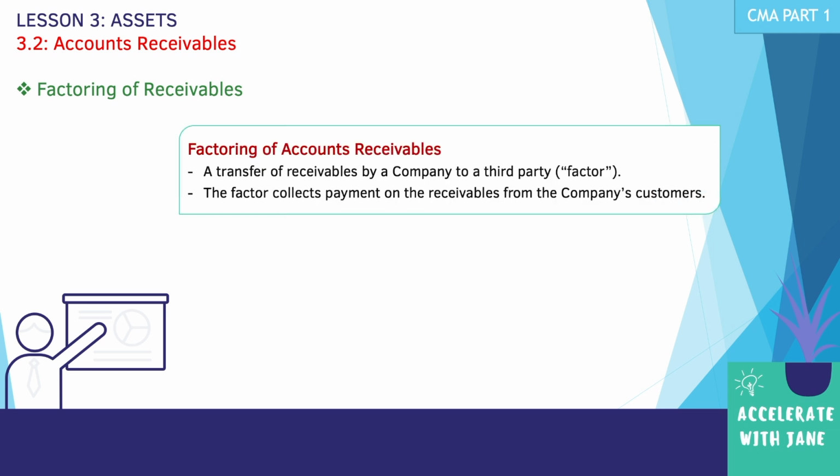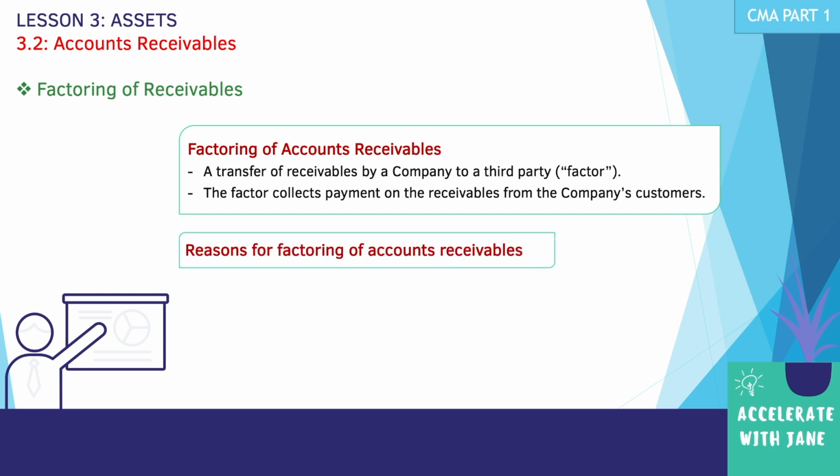Factoring of receivables, or factoring of accounts receivable, simply means a transfer of receivables by a company to a third party, which we also call the factor. Here, the factor collects payment on the receivables from the company's customers. In other words, if I'm a company, I have a receivable from a customer, I simply transfer this receivable to another party, which is the factor, and then the factor will collect on my behalf from my customers.